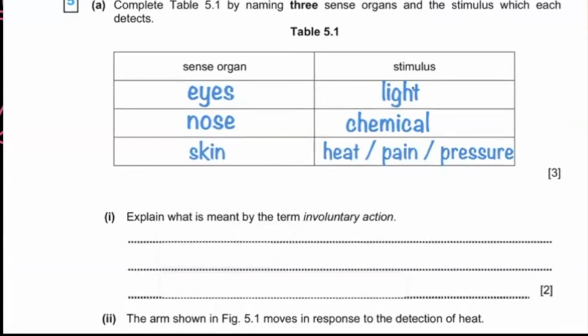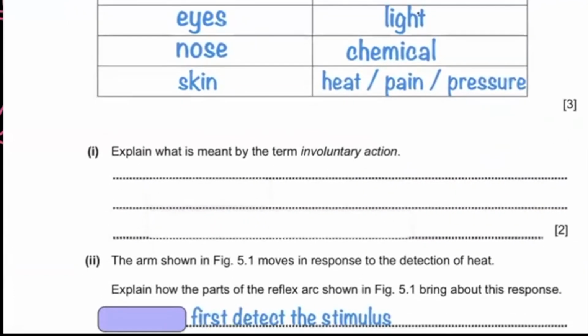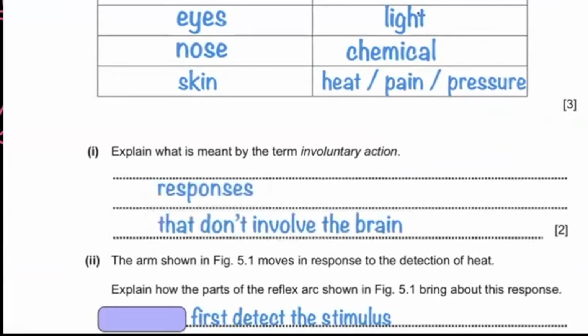So an involuntary action is those actions you do without thinking. Like what? For instance, you can say coughing, sneezing, breathing, blinking. All these don't involve the brain, don't involve thinking, so they are known as reflex.